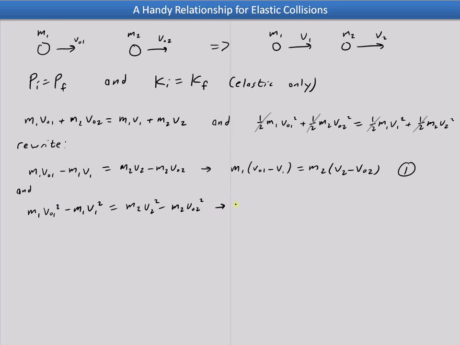And again, I'm going to factor out the masses. So I've got m1 times the quantity v initial 1 squared minus v1 squared is equal to m2 times v2 squared minus v initial 2 squared. And that will be equation 2.